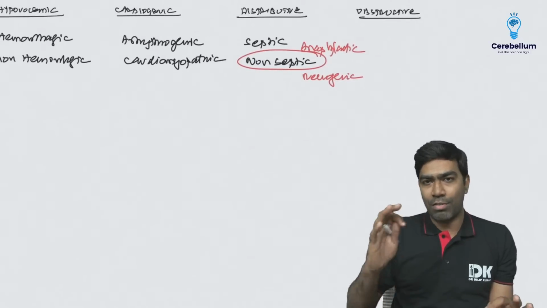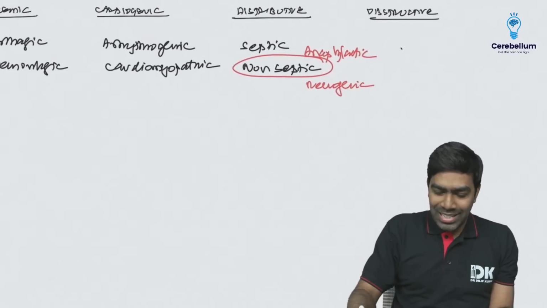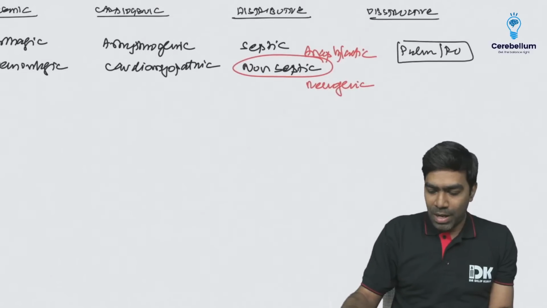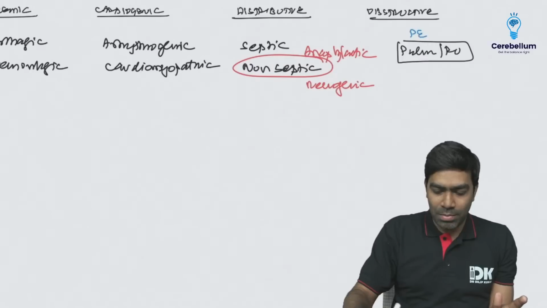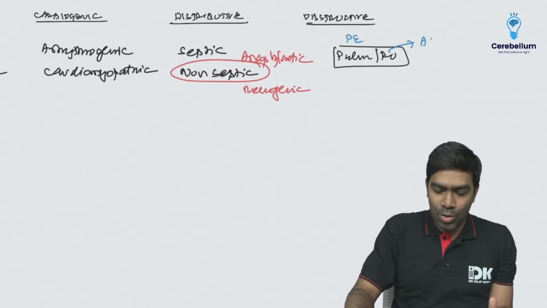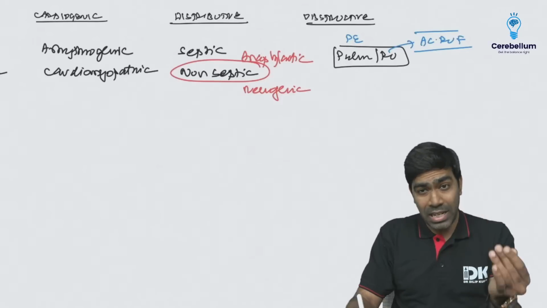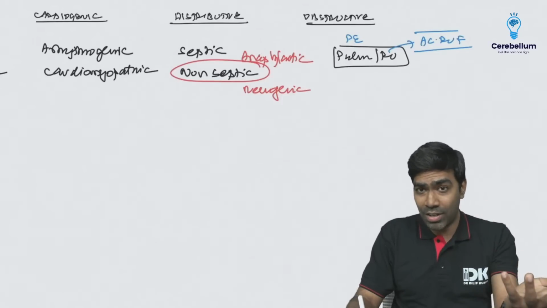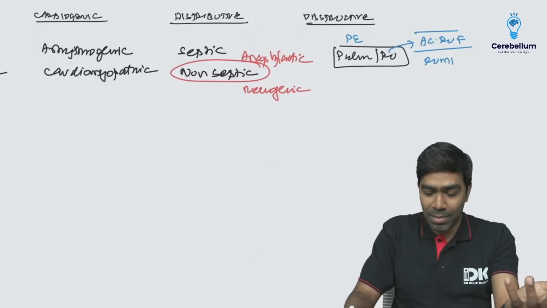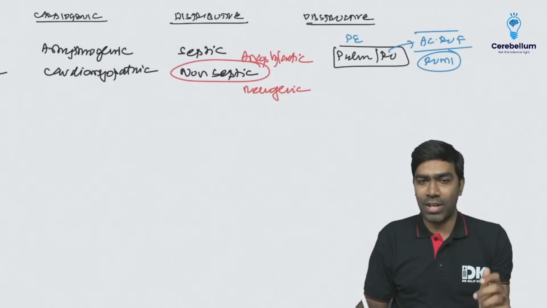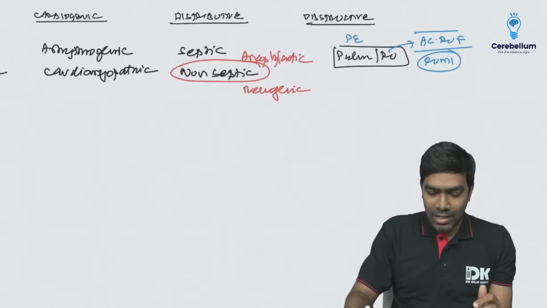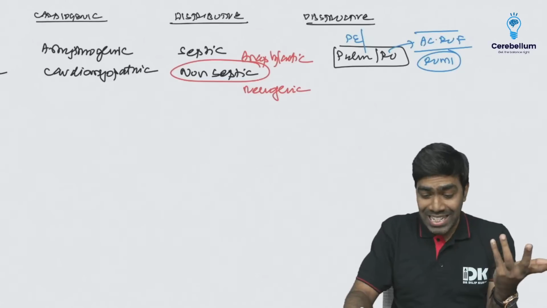So in obstructive, you have two types again. One is pulmonary RV type. Pulmonary means we are talking about pulmonary embolism. RV means we are talking about acute right ventricular failure. So what can cause an acute right ventricular failure? Typically, RVMI, right ventricular MI. What about pulmonary, other causes? Apart from acute pulmonary embolism, you can even think about tension pneumothorax.